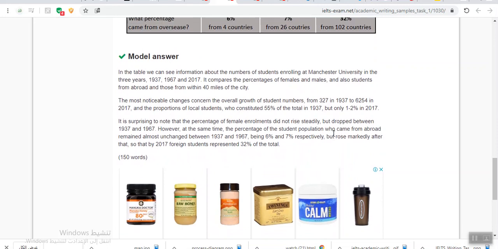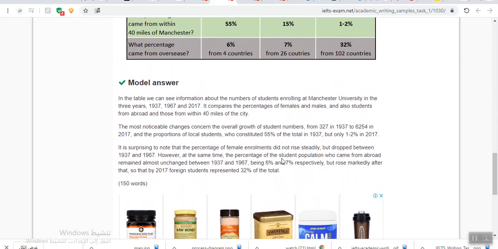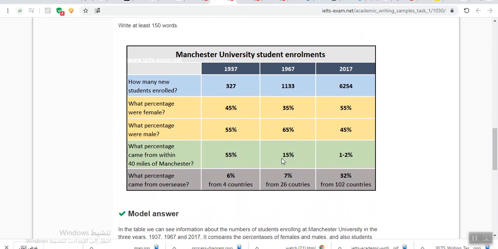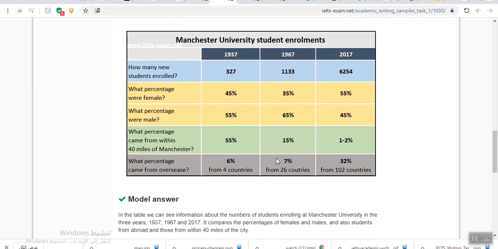Okay, so we're not going to read everything, but this is how you're going to write in the IELTS writing test, task 1. You're just going to see the numbers, analyze the numbers, see what the trend is, and try to compare between them. Did they increase from this year to this year, increase or decrease, go up or go down, the difference, comparing. Okay.